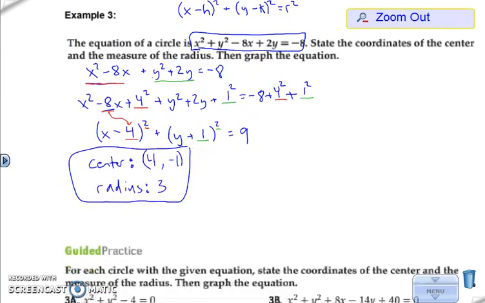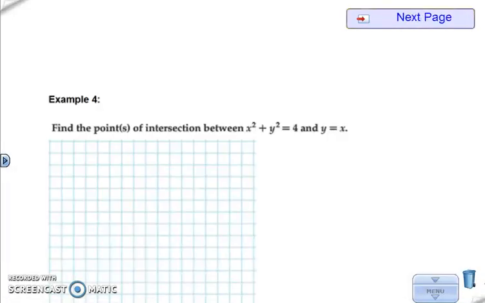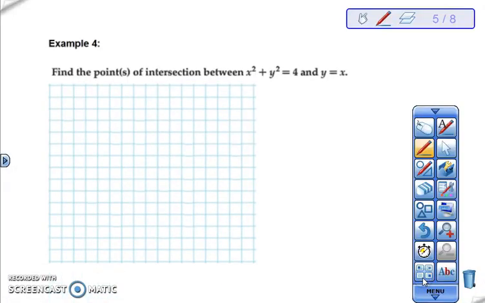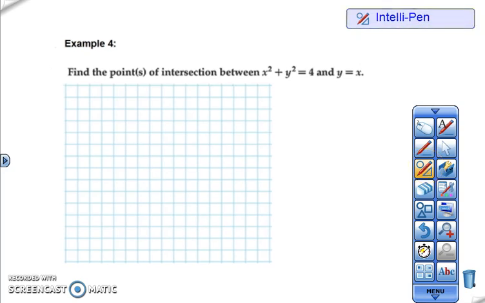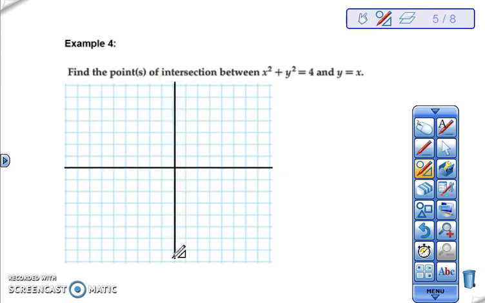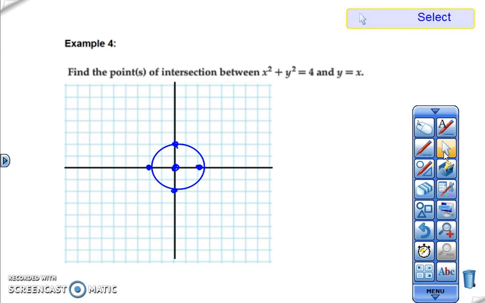Alright, so for the last example, we're going to look at graphing and finding the points of intersection between a circle and a line. So to graph the circle, we need to identify the center and the radius. Since I don't see an h or a k, it means that they are both 0. So we're going to center it at the origin. The r squared is 4, so that means that the r is 2. So I'm going to go out 2 spaces from the center of the circle in all directions, and then connect the points to get a circle.